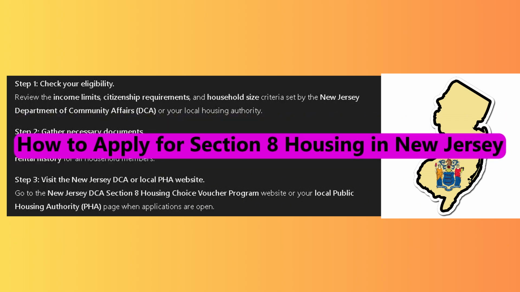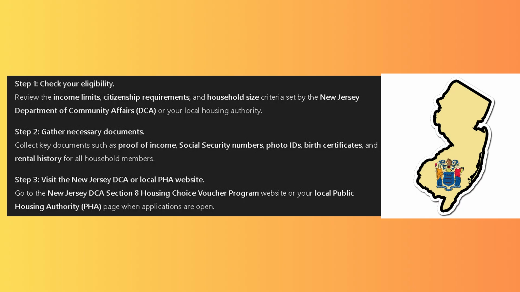In this video, you will learn how to apply for Section 8 housing in New Jersey. Check for eligibility: review your income limits, citizenship requirements and household size criteria set by the New Jersey Department of Community Affairs, or DCA, or by your local housing authority. Gather necessary documents: collect key documents such as proof of your income, Social Security number, photo ID, your birth certificate and even rental history.